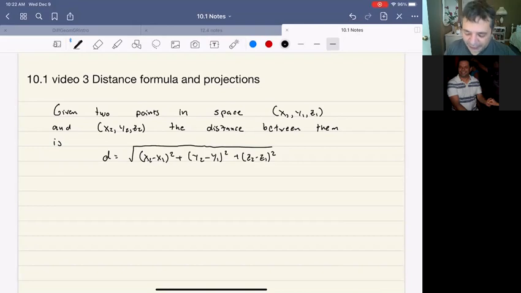Okay, so yeah, that's the distance formula. Not much different. Okay, you don't need to worry about which one comes first. It's just going to be the distance between them. Okay, nothing really too crazy.